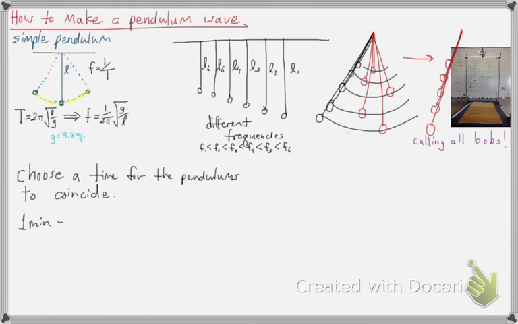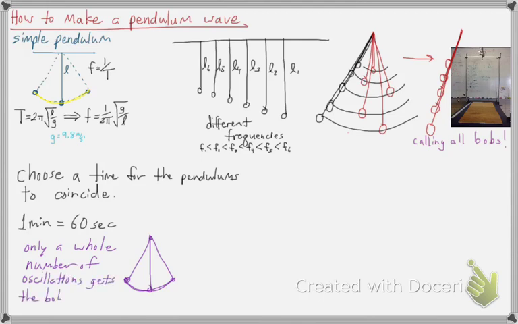We choose a time when we want that to happen, all pendulums back to the left. We will need a whole number of oscillations for every pendulum bob to be completed at that time, 60 seconds. So a bad example would be a pendulum bob completing 20 and a half oscillations in 60 seconds. That would put it all the way to the right, or halfway through an oscillation at the 60-second mark. Not desired.